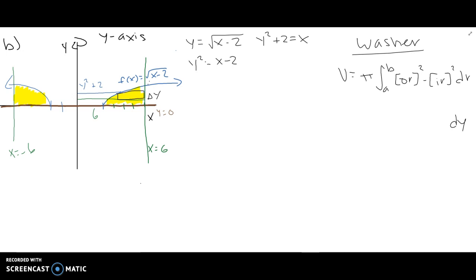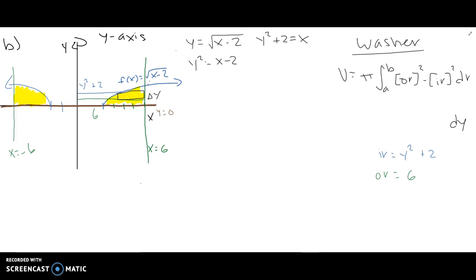So let me just write that over here. We have inner radius equal to y squared plus 2, and our outer radius, I should say, is just 6, right? Okay. And of course, the inner radius is the one that is shorter, and the outer radius is the one that is longer. So it helps me to draw out the radii like I did here.